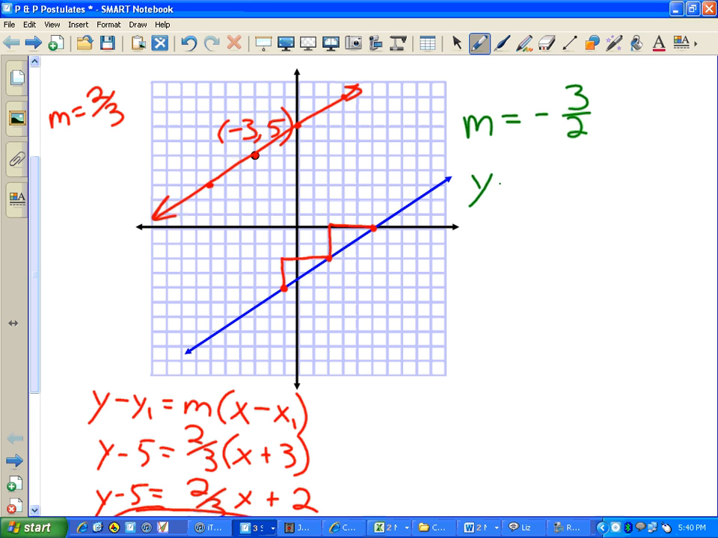I'm going to take y minus y1 equals my perpendicular slope times x minus x1, so it's going to become plus 3 again. Distribute now, I get negative 3 halves x minus 9 halves.